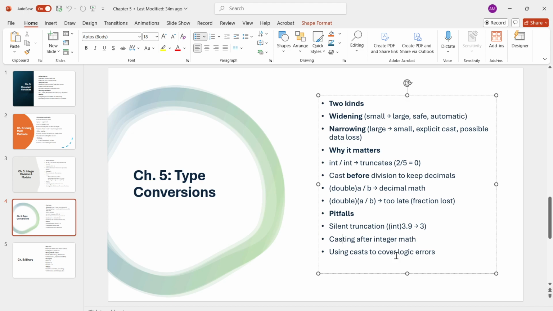So use widening conversions to get decimal math when you need it. Be intentional with narrowing casts. Assume you might lose data. Don't use casts to hide bugs. Use them when the conversion is truly what you want. If you only need decimals for display, consider formatting the output instead of changing the variable's type. Check these in your IDE or Zybooks. Seeing the difference once makes it stick.